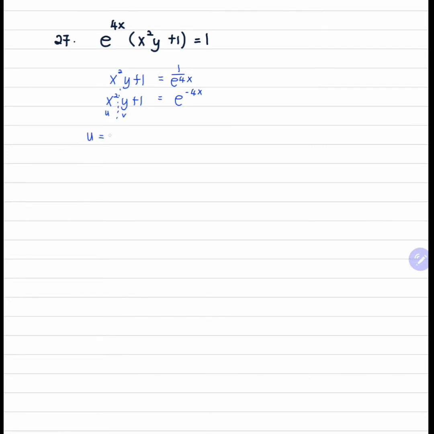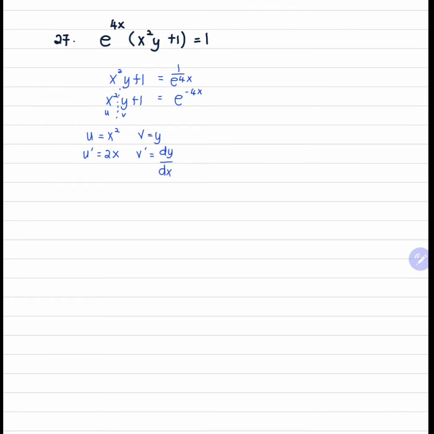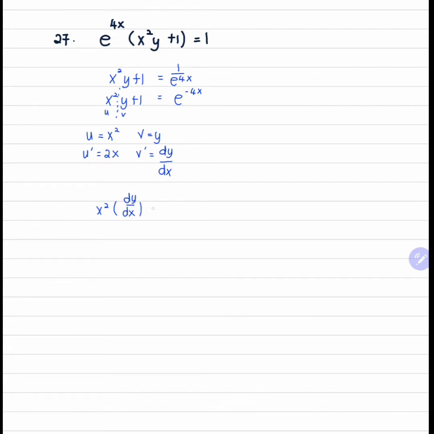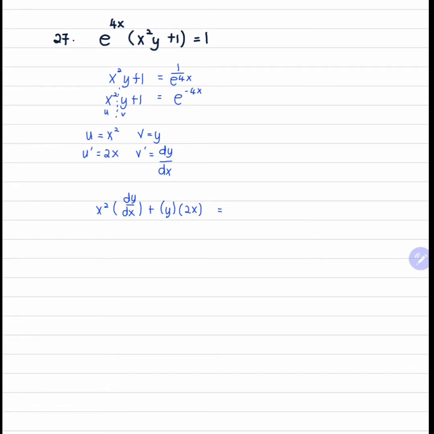So u equals x square and v equals y. And u prime we get 2x and v prime we get dy/dx. Okay, and we substitute into the product rule formula. So u v prime plus v u prime. Okay, plus 1, to differentiate plus 1 becomes 0, so it's gone. Equals to differentiate e power of negative 4x, so we get negative 4 e power of negative 4x.